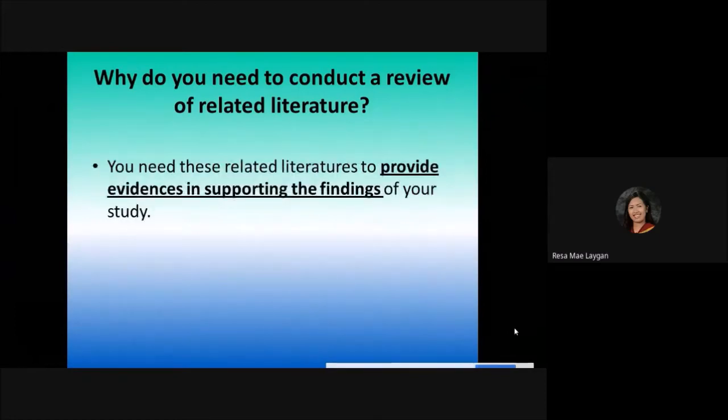And also, you need these related literatures to provide evidences in supporting the findings of your study. So, it's not only until chapter 2, the review of related literature. So, the details or the things that you find out from the other evidences or from your related literature, you will use that as your supporting evidence in your chapter 4 or in discussing your findings.